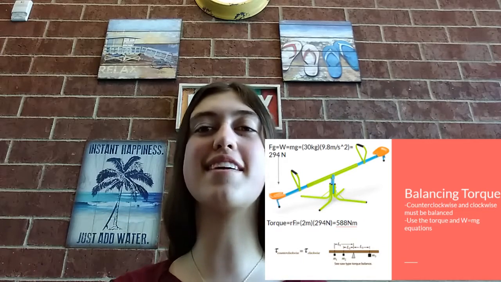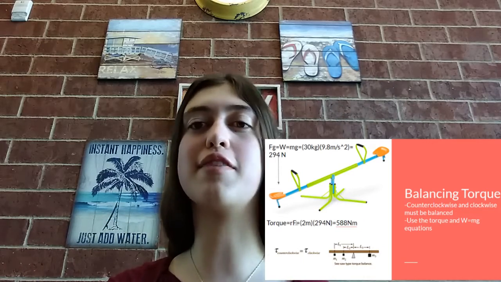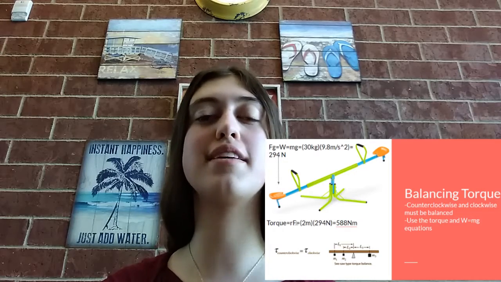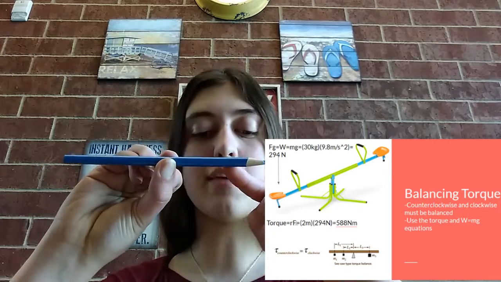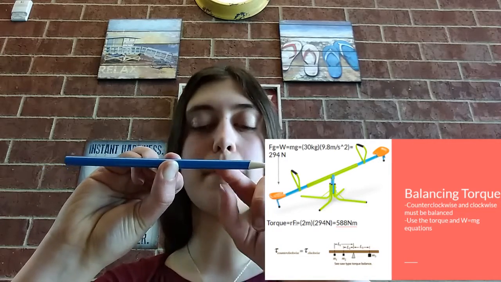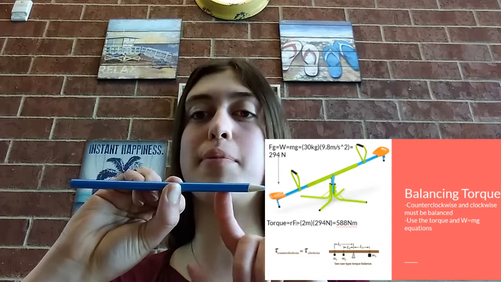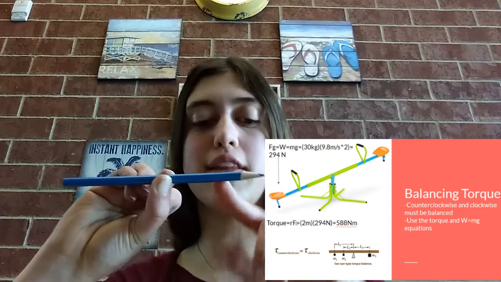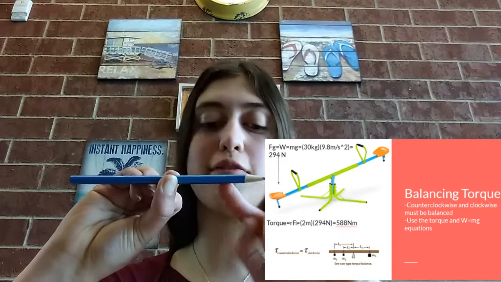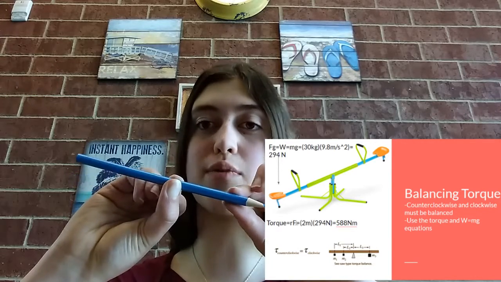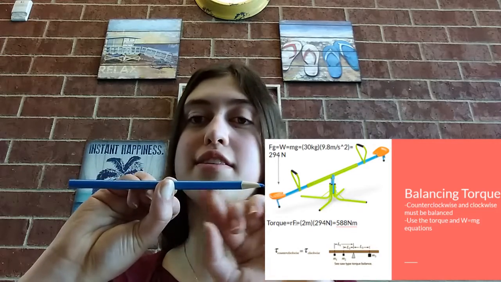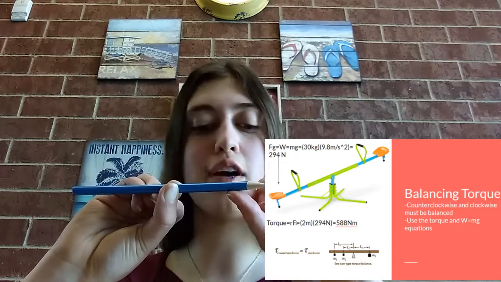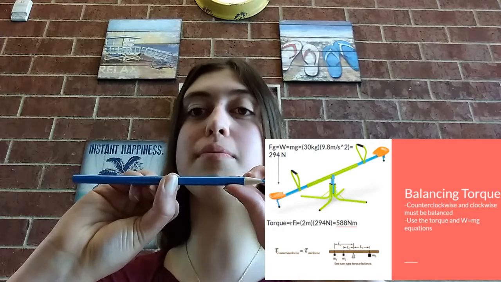Now let's talk about balancing a seesaw. Let's say we have a child of 30 kilograms, which is their mass, sitting about 2 meters away on the seesaw. If we calculate their force, which is mass times the acceleration of gravity, 9.8 meters per second squared, then we have 294 newtons of force pushing downwards in the clockwise direction. If we multiply that by the radius arm length, which is 2 meters, we have 588 newton meters as the torque.